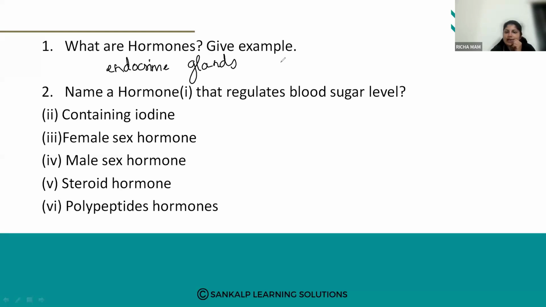So examples of hormone, glucagon, then these glands enter blood.